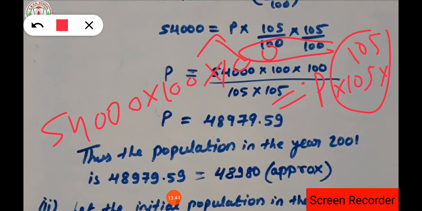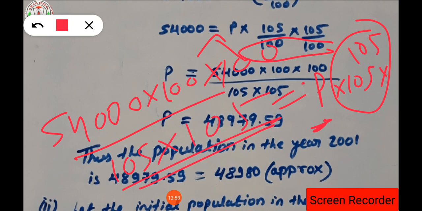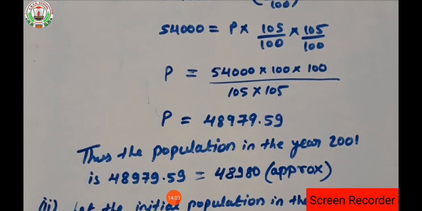Now this 105 and 105 will come in the denominator. Why does it come in the denominator? Because we have to find the population in 2001. So 105 into 105 will be there. Now we cancel it by the table of 5. While doing the cancellations, we get the result as 48,979.59. What is the population in 2001 we are getting here?